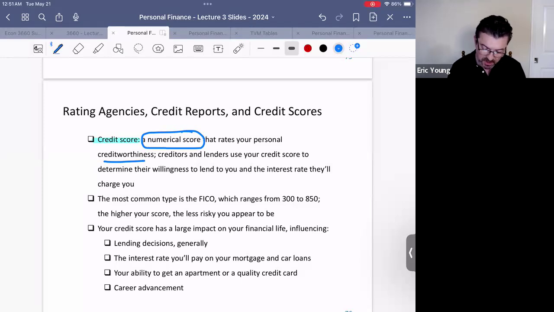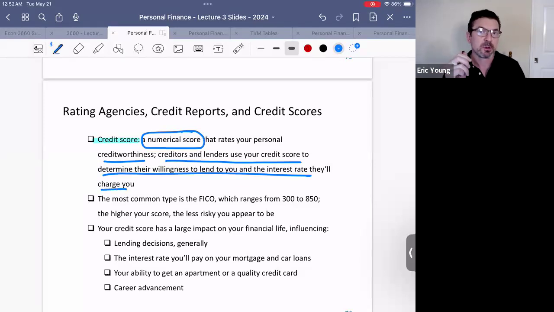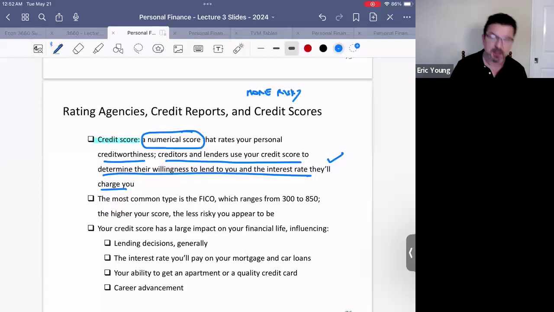And this credit score is used by lots of people to make lots of decisions about you. Primarily, it's used by creditors and lenders to determine, hey, is this person risky or not so risky? Because again, the more risky you are, the lower your credit score is, the higher the interest rate you have to pay. And that's not a good thing, because the higher your interest rate, the more interest you pay, the more cash you lose, the bigger your opportunity cost, and you know the rest.